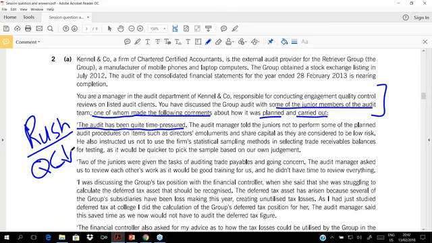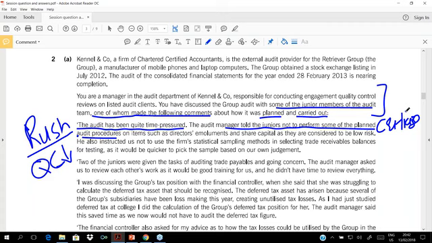The audit manager told the junior not to perform some of the planned procedures. Is that a good instruction on part of the manager, telling the junior not to perform the planned procedures? Is that something good, to deviate from planning? No. So will I criticize the manager? Will I say the manager has not given the right instruction? The manager has not given the right instruction to the junior because you cannot deviate from the planned procedures, right? Planning is fundamental. Planning is very important. You cannot just ask the junior to deviate from the planning whenever you wish. So it's bad. We need to criticize, right?